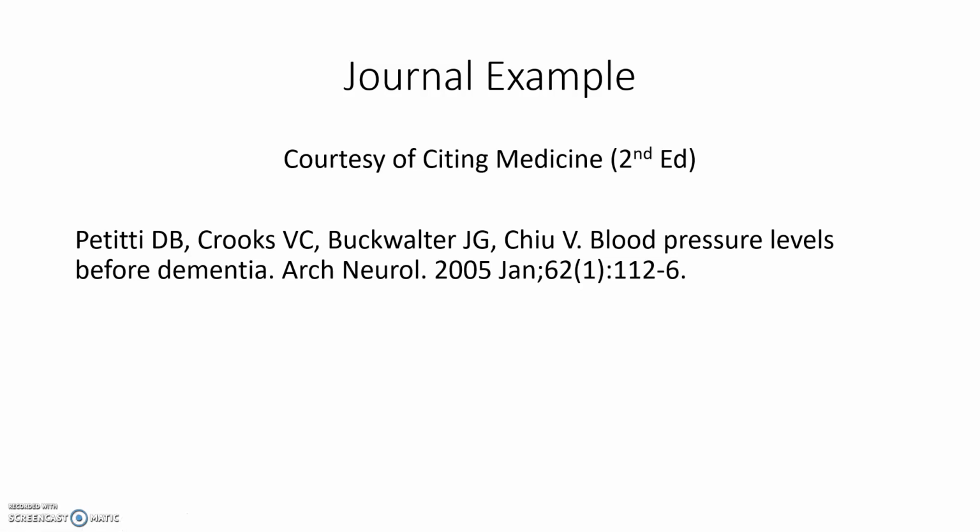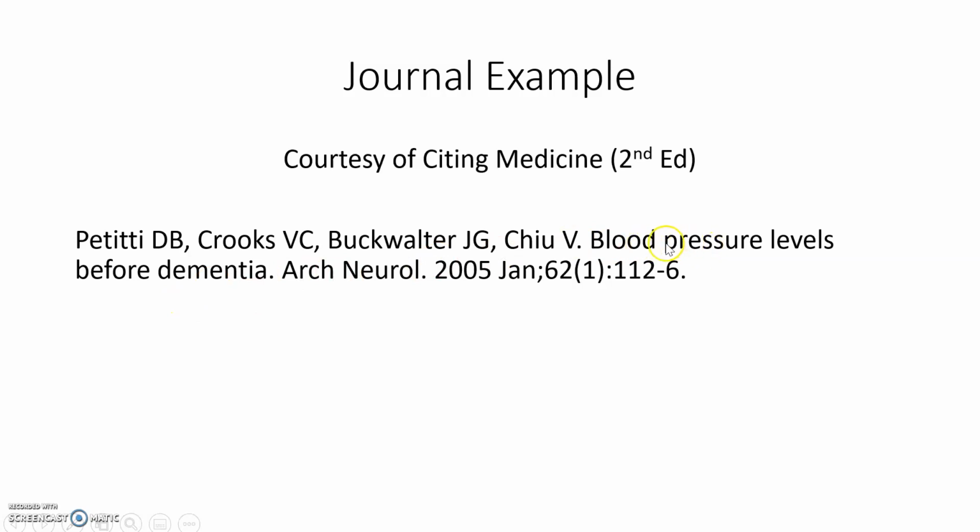You have the last name, the first initials. You finish up your authors with a period. Next, you have the name of the article that we're citing here, blood pressure levels before dementia, period. Again, there are no quotes around it. There are no italics, no underline, nothing. It's just this, the title.